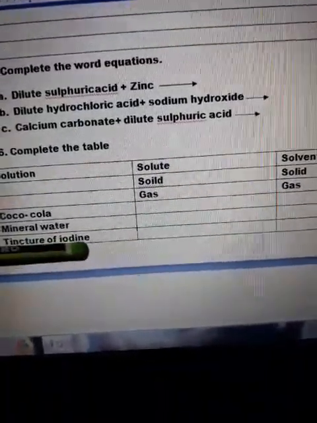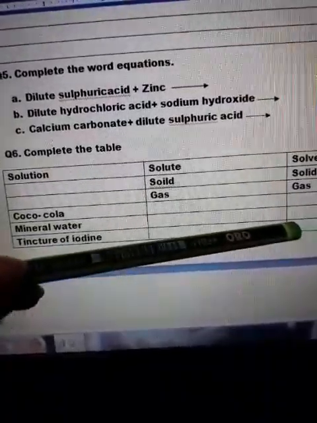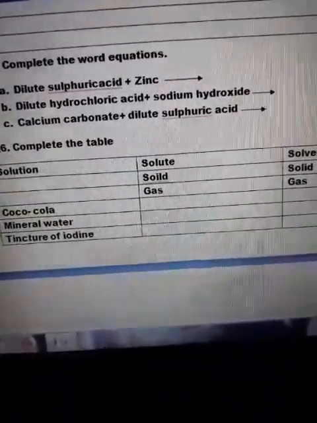Tincture of iodine. Iodine is soluble in alcohol, so alcohol is the solvent and the solute is iodine.